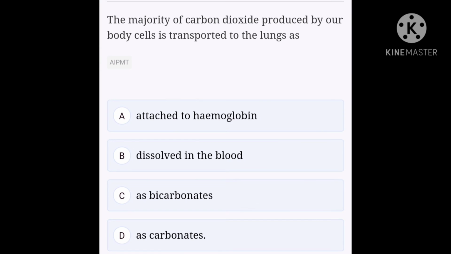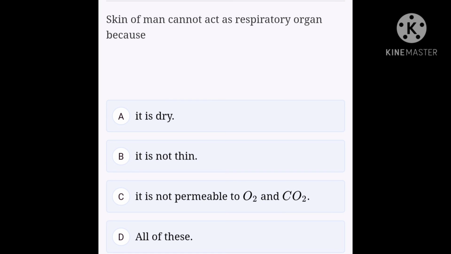The majority of carbon dioxide produced by our body cells is transported to the lungs as: option A, attached to hemoglobin; option B, dissolved in the blood; option C, as bicarbonates; option D, as carbonates. When systemic arterial blood flows through capillaries, carbon dioxide diffuses from the tissues into the blood. Some CO2 is dissolved in the blood. Some CO2 reacts with hemoglobin to form carbaminohemoglobin. The remaining CO2 is converted to bicarbonate and hydrogen ions. Most CO2 is transported through the blood in the form of bicarbonate ions. So option C is the right answer. Oh, I have missed. So our next question.